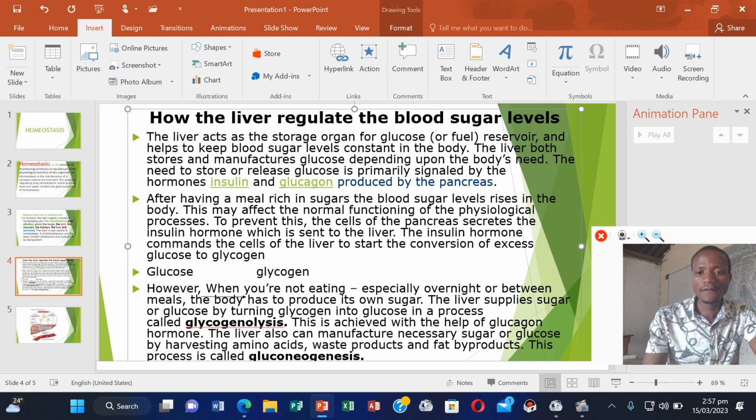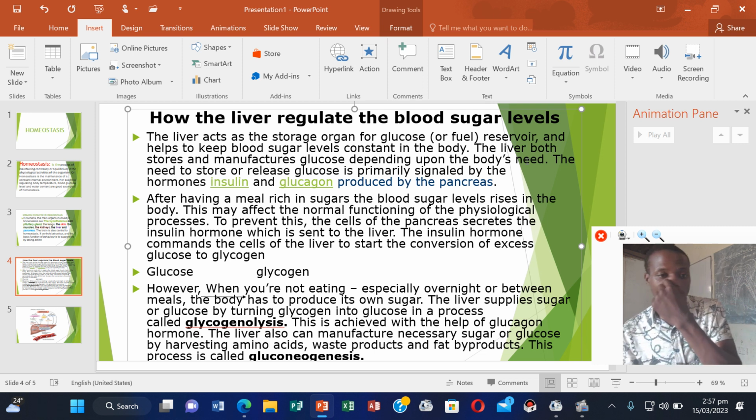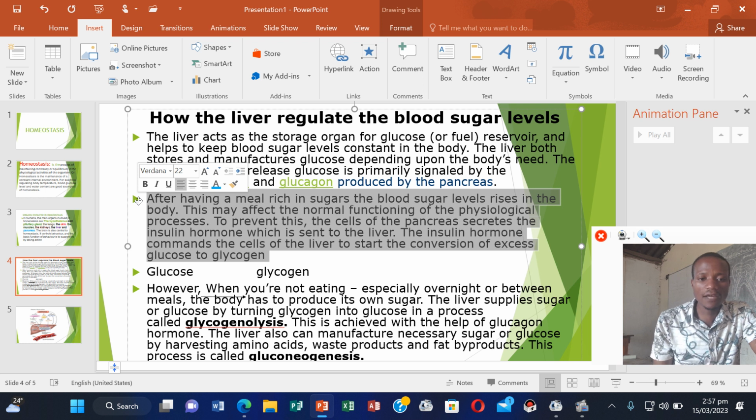Now, the liver both stores and manufactures glucose depending upon the needs of the body, when the body needs energy and when the body lacks energy. So the liver plays a role in both providing as well as storing the sugar levels. Okay, so now what happens after having a meal which is rich in sugars? The next bullet here: after having a meal rich in sugar, the blood sugar levels rise in the body. You have many sugars in the body. So what does the liver do? Now, this may affect the normal functioning of the body or the physiological processes.